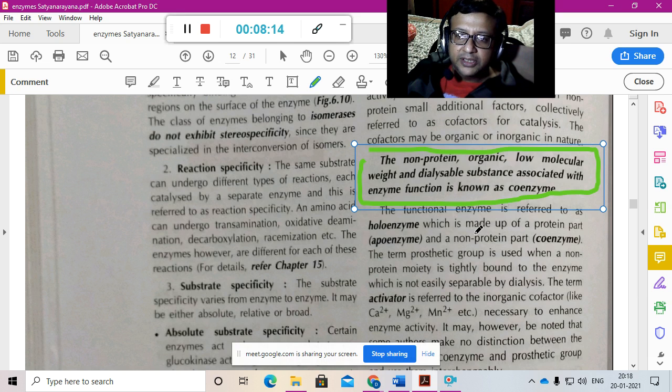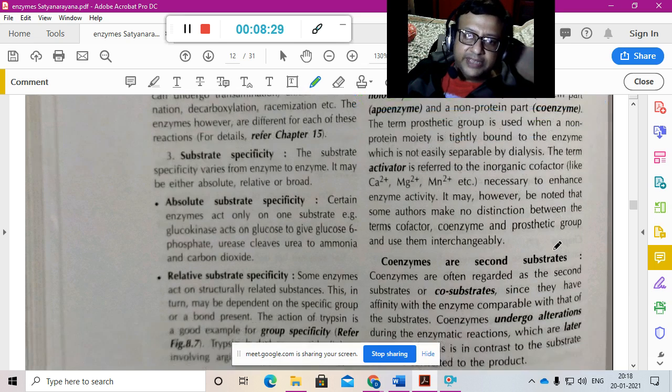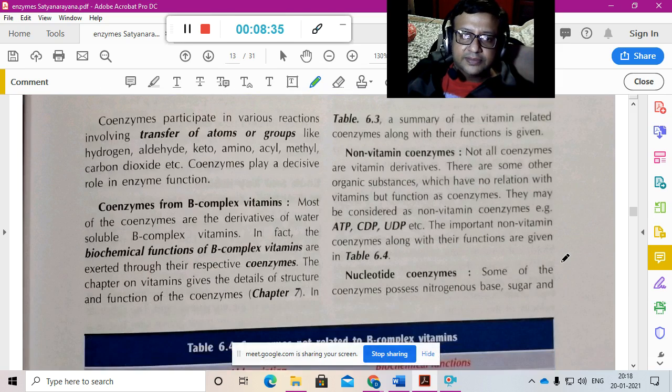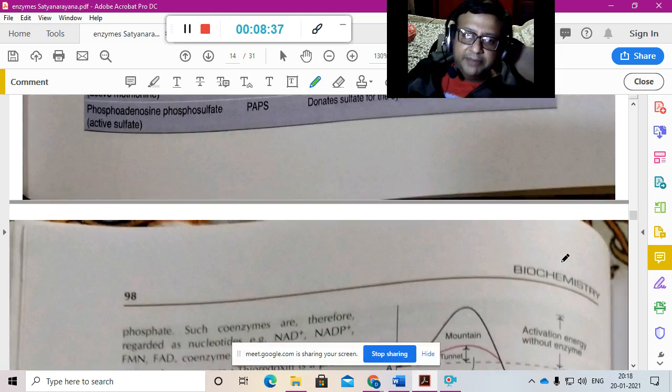Sometimes people call calcium, magnesium, manganese inorganic cofactors. So holoenzyme is made up of apoenzyme and a non-protein part known as coenzyme. So coenzyme is the non-protein part. So these are some examples which are given.